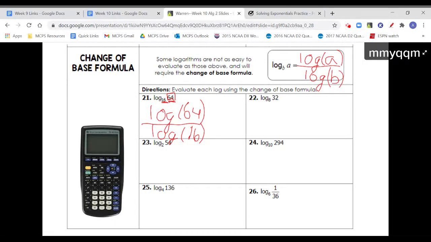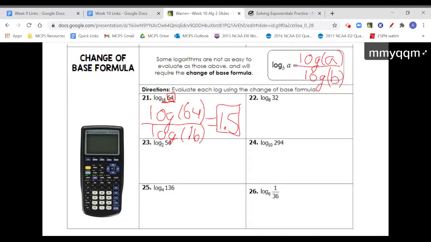But from there, I'm going to go ahead and open my calculator up, and I'm just going to type in the log of 64, and I'm going to divide it by the log of 16. Sometimes people forget to close the parentheses, and that could be problematic. So remember, the calculator will automatically open up that set of parentheses, so you need to close it. And when you press enter, this will come out to 1.5. So I'll write that, and that is my answer.